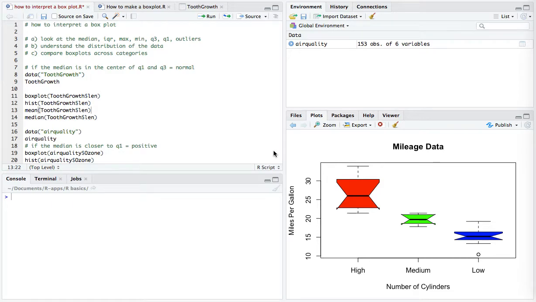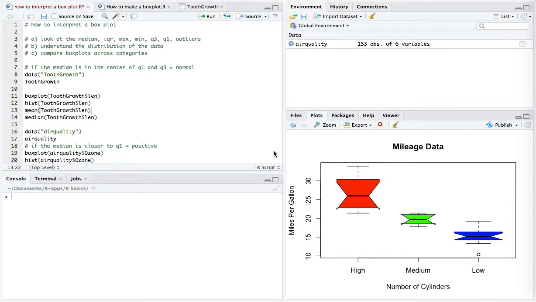Guys, today we're going to talk about how to interpret a box plot. There are three key things a box plot can tell us. First, it tells us the five key statistics related to a data set or data distribution. These are the median, the interquartile range, max, min, and also quartile 3 and quartile 1. It also helps you identify the outliers in your data set.